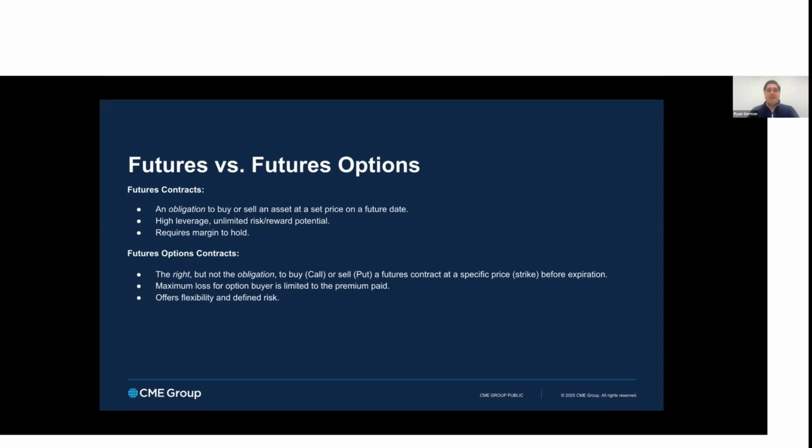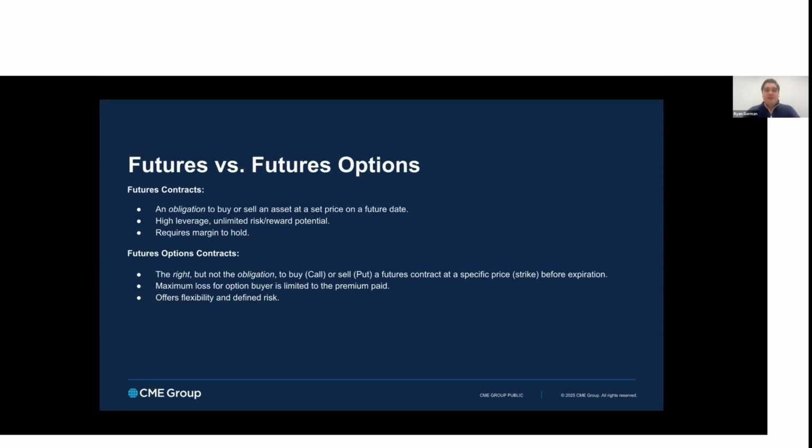So a futures contract is an obligation to buy or sell an asset at a set price on a future date. It's high leverage, it can have unlimited risk and reward potential, upside and downside, and requires margin to hold. So that we understand. We've talked about that. It's kind of the difference between stocks and futures. Futures options contracts are slightly different. They are the right, but not the obligation, to buy with a call or to sell with a put, a futures contract at a specific strike price before expiration.